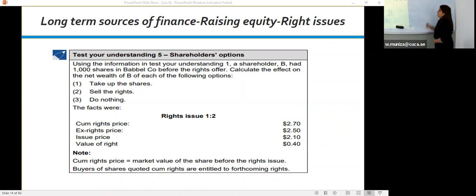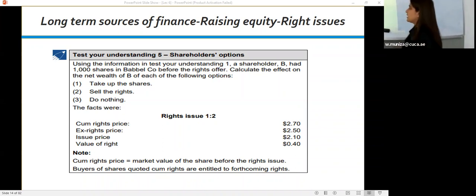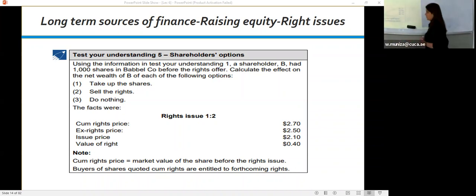For you students, they have given us a few amounts as well. Cum right price. What is cum right price? It is the price before the right issue. Ex right price, that is TERP. Price after the? Can you say cum right price is the market price? Yes, you can say. So cum right price is the price before the right issue. The ex right price, that is the price of the share after the right issue being made. Then issue price, this is the price at which the right issues are being made, and the value of the right, it is the net benefit which the person is getting by getting the right shares.